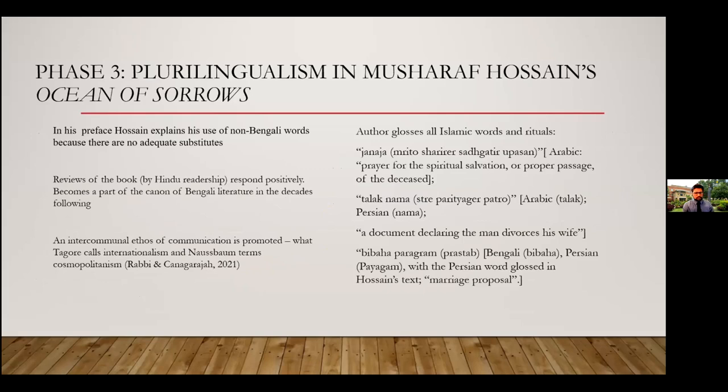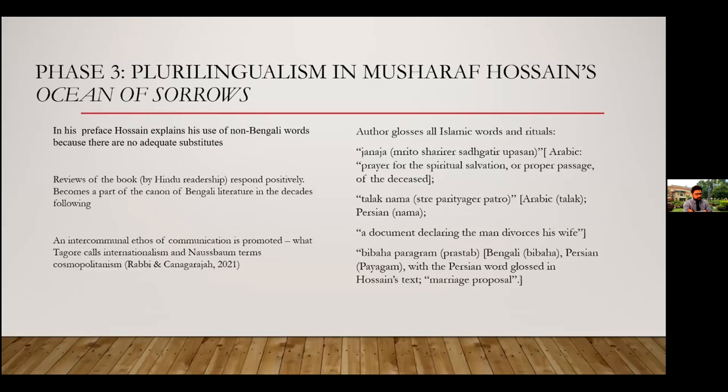So you can see this manifested in glossing all Islamic words and rituals that he talks about, and this is just a listing of some of them. And it's always explaining the non-Bengali words as being used because there are no adequate substitutes. So again, it's internalized that logic that Islamic ideas have to be articulated in Arabic. But it again develops that idea by glossing the terms into Bengali for the Hindu readership.